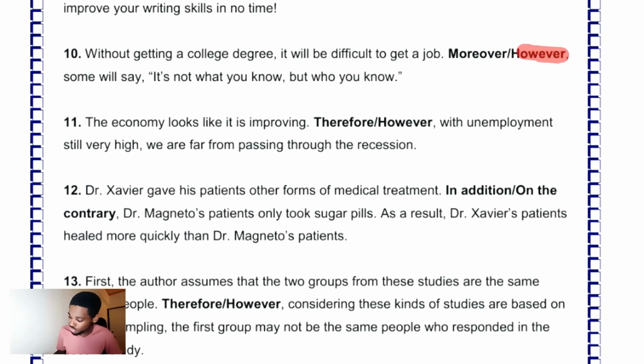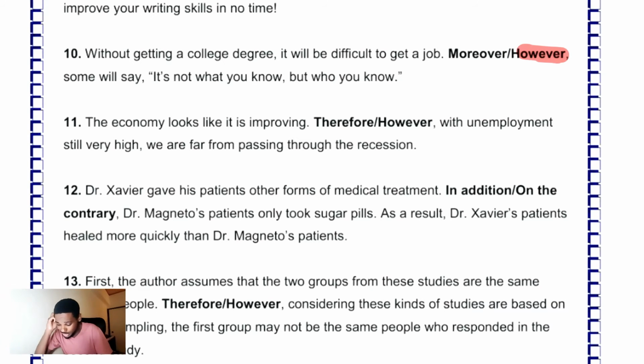This one is, however, because we're seeing a contrast, right? We see one person or one set of people talking about the degrees, the way it's what you know. Another set is saying it's all about links and connection and networking. So we need that contrast, however.